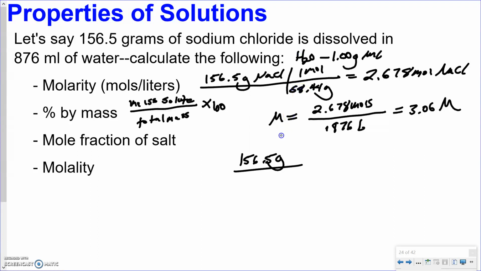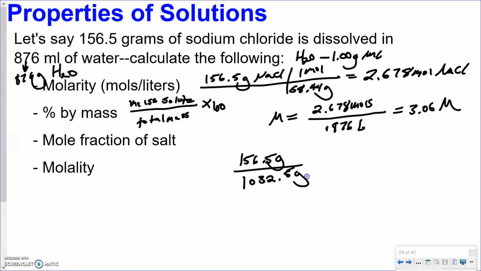Or at least that's our typical density that we work with. Well, if we have 876 milliliters and there's 1 gram for every milliliter, we know there's 876 grams of H2O. So how do we get the total mass? We add those together. So 876 plus the 156.5, and that gives us a total mass of 1,032.5 grams.